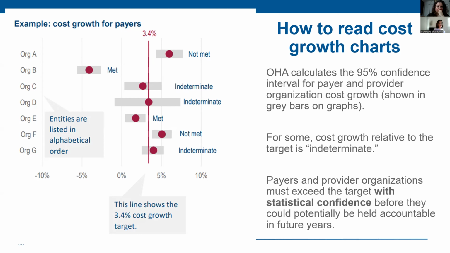So in the future years, payers and provider organizations must exceed the target with statistical confidence, which we say is the 95% confidence interval, before we could potentially be held accountable. And in commercial, the next slide, please.